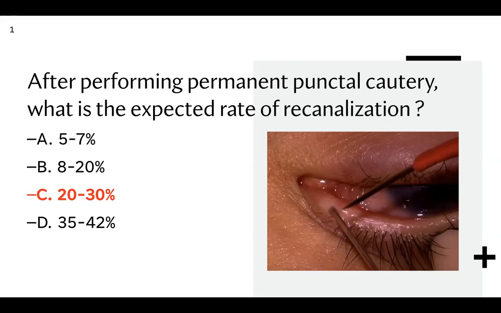Punctal cautery is a common procedure that is done for severe dry eye, for Stevens-Johnson syndrome, and even a lot of patients with blepharospasm. It basically is a procedure done to occlude the puncta permanently so that there is more fluid retention on the ocular surfaces. But many times we need to counsel patients that in almost up to a third of these cases, the puncta can open up. So you may need to cauterize them again.